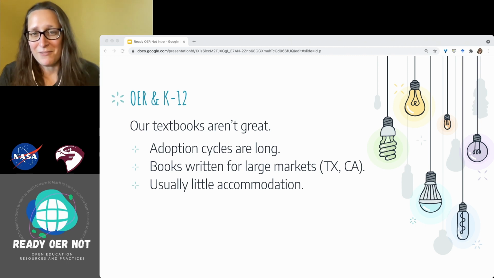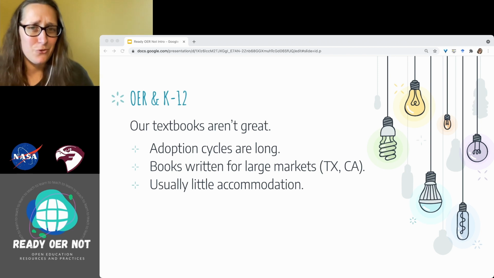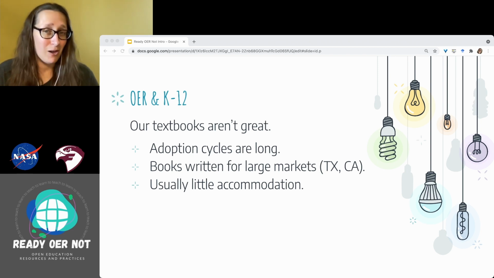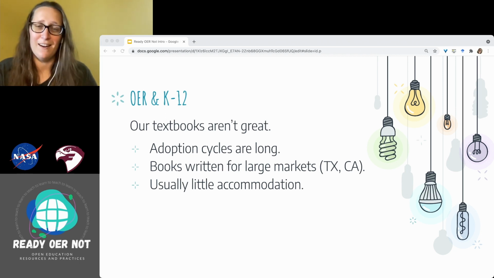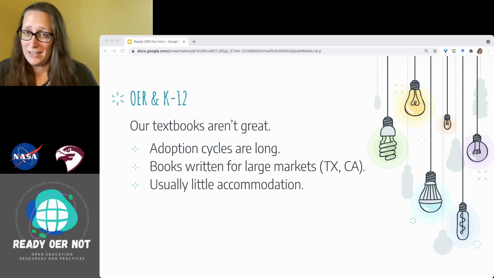That's maybe more of a concern in a science discipline than in another area. But regardless, those books weren't written with my students in mind. Most textbooks in this country are written for the large markets of Texas and California, for example, that have statewide adoptions in large population areas. So they're tailored to fit the needs and wants of those big areas. They're designed to be generic and homogeneous. And they have little accommodation typically.